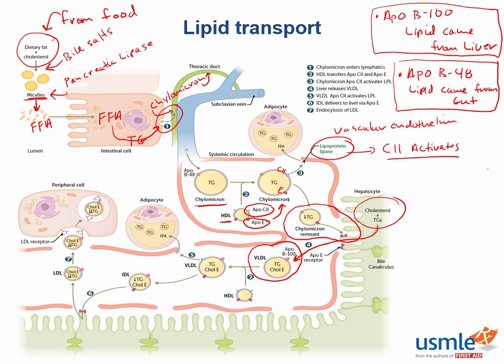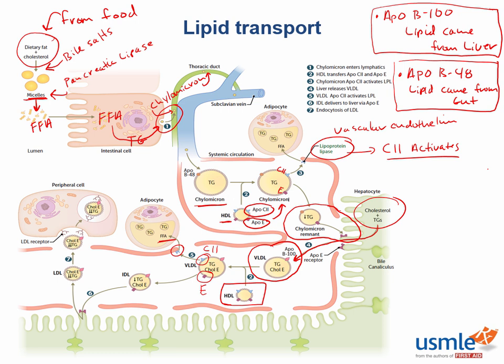Now after VLDL enters systemic circulation, it is acted on by HDL. Here, HDL will transfer ApoC2 as well as ApoE to VLDL's surface. After this, ApoC2 will activate lipoprotein lipase on the vascular endothelium, as we just discussed earlier, and triglycerides found within the VLDL particle will be converted into free fatty acids and incorporated into the local adipocytes and muscle cells.